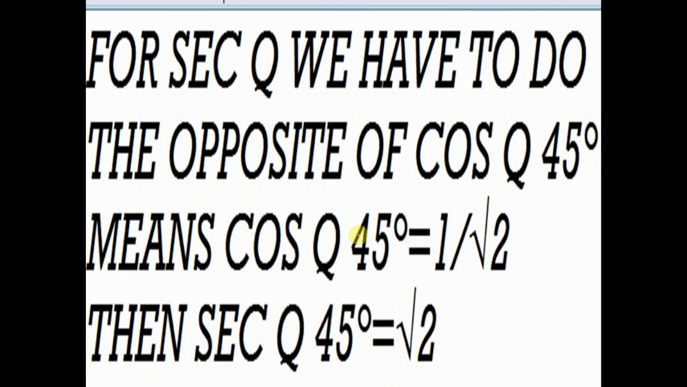For sec theta we have to take the opposite of cos theta of 45 degree. Means cos theta of 45 degree is 1 by root 2. Then the sec theta of 45 degree will be root 2 because the opposite of 1 by root 2 is the reciprocal. So we cannot write 1 in the denominator. So root 2 is the answer, the opposite of 1 by root 2.